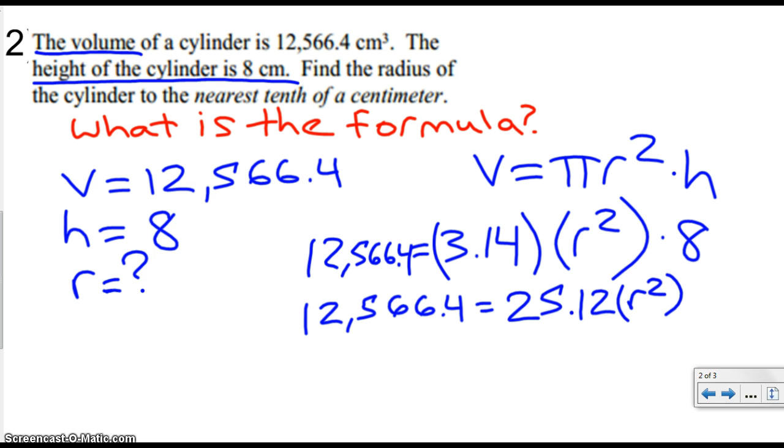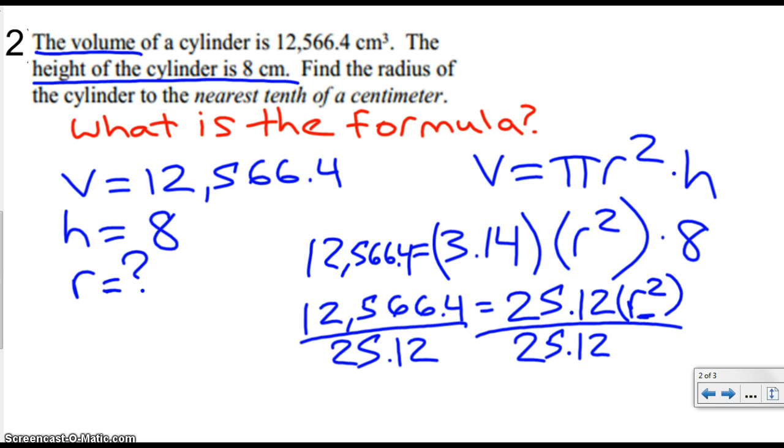Okay, now we're solving for r squared, meaning we have to isolate the variable. To do that, just like we always do when we isolate, we have to divide both sides by the number in front of the variable, which is 25.12. Divide both sides by 25.12, and when we divide that, we get r squared is equal to 500.255. Now you think you're done, but you're not.